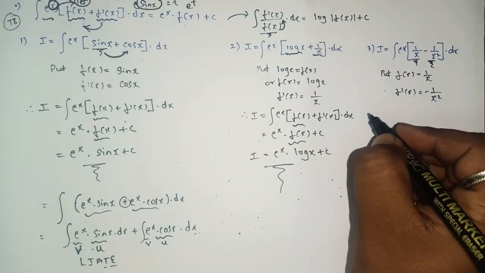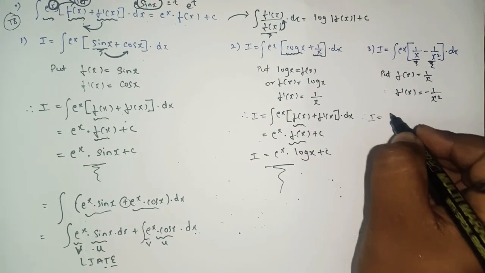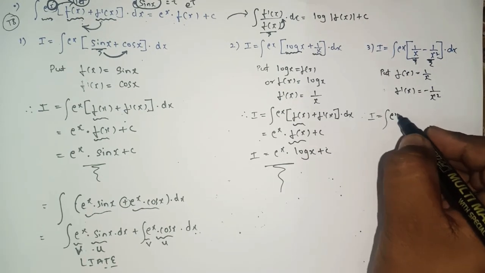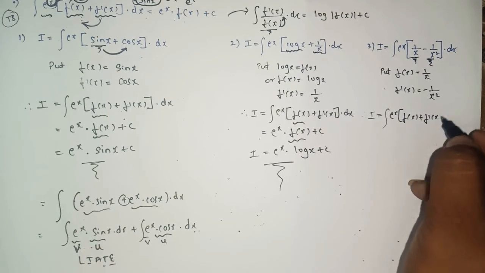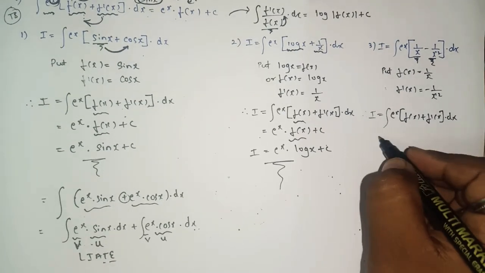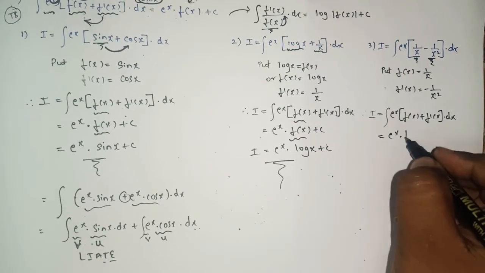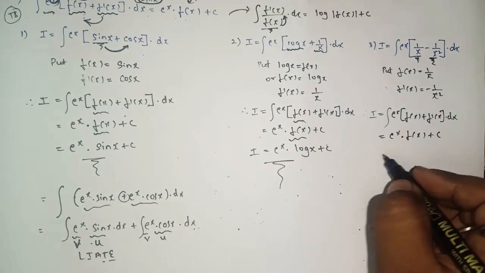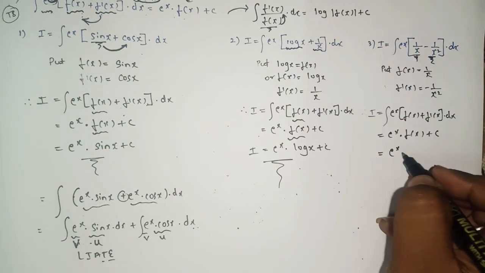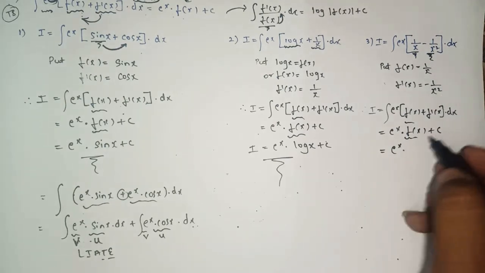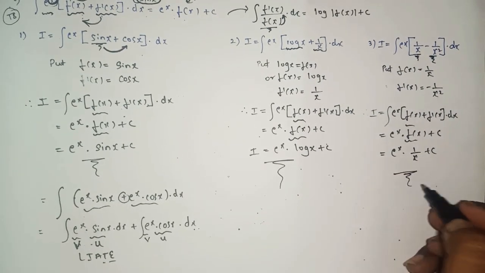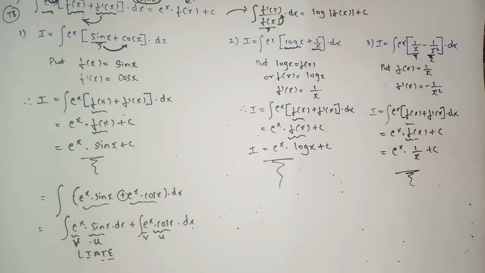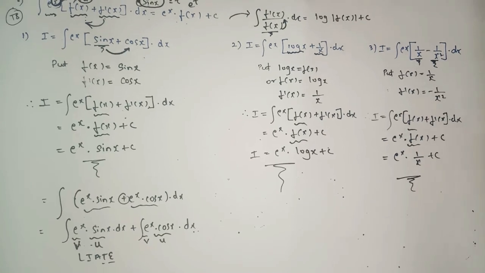Here again we'll apply the property. What is the property? Integral of e raised to x into f of x plus f dash x into dx equals e raised to x into f of x plus c. So e raised to x into f of x is 1 by x plus c. So the answer is e raised to x into 1 upon x plus c. I hope you understood all these three sums.